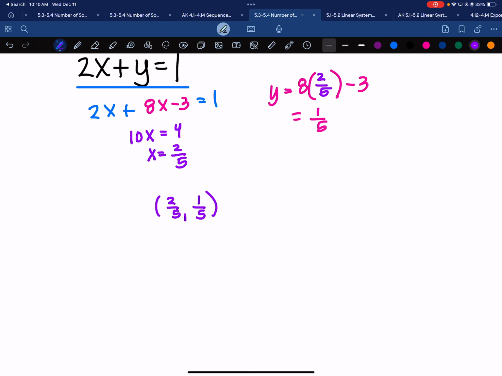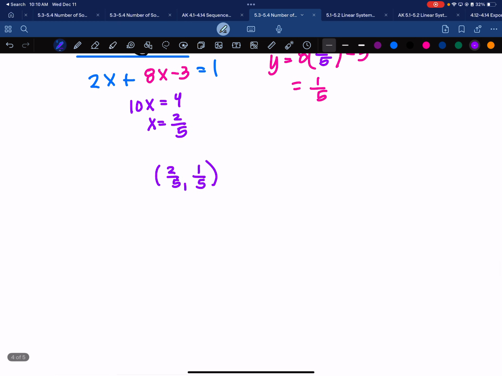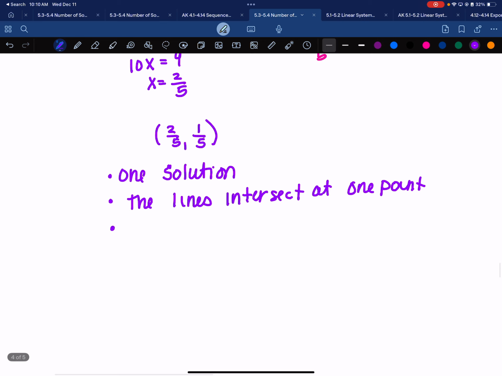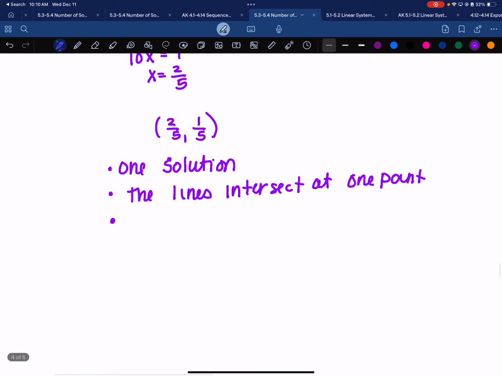What does that tell us? So how many solutions are there? What does the graph look like? Yeah, the graphs. We can just say the lines. What about characteristics of the lines? Do we know anything about the slopes or y-intercepts?